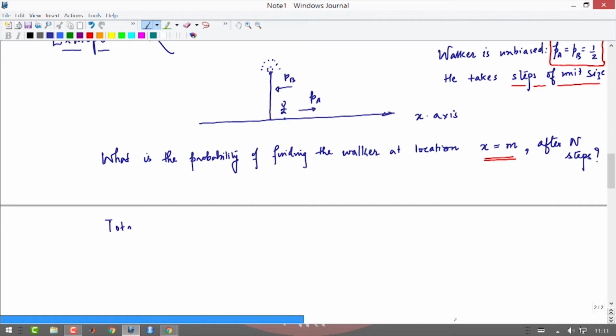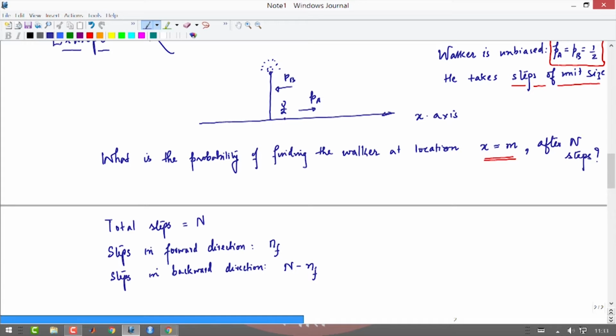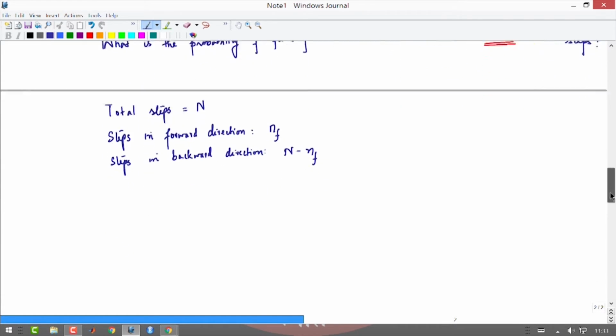Naturally you can tackle this problem by saying that the total number of steps is N. And let us say the steps in the forward direction is NF. The steps in the backward direction should be N minus NF, because the total number of steps is the big N, and so your net displacement, assuming the walker starts from origin.